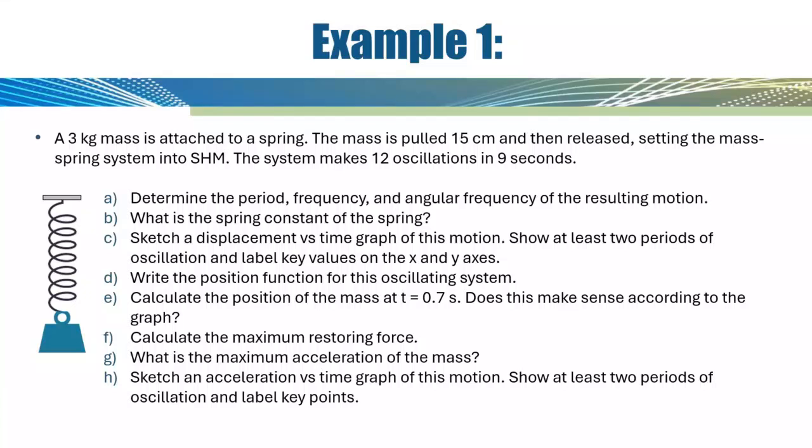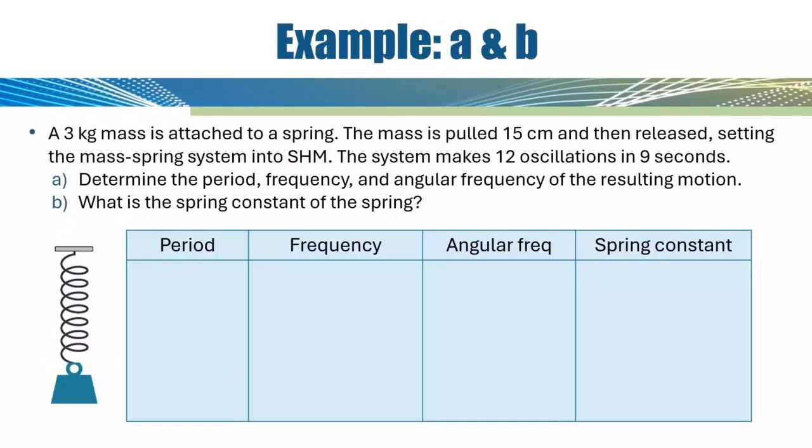Let's look at an example that uses these new vocab terms and equations. A 3-kilogram mass is attached to a spring. The mass is pulled 15 centimeters and then released, setting the mass spring system into simple harmonic motion. The system makes 12 oscillations in 9 seconds. Letter A, determine the period, frequency, and angular frequency of the resulting motion. And B, what is the spring constant of the spring?